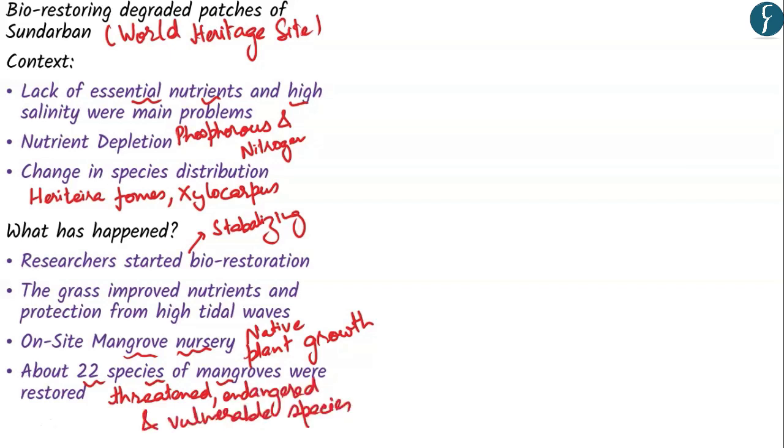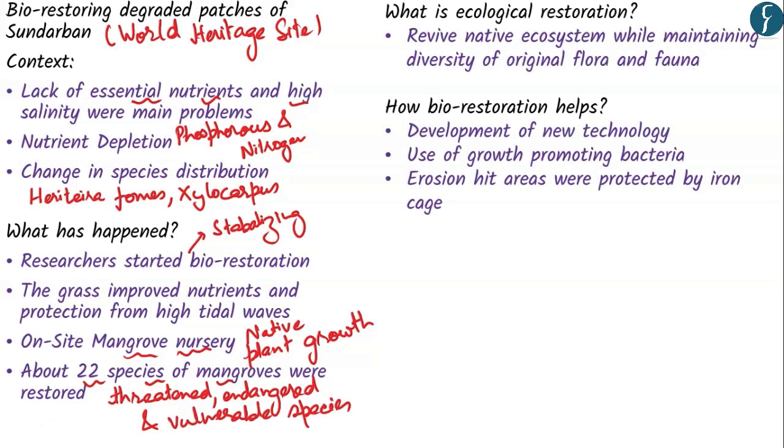Now we need to understand what ecological restoration is. Ecological restoration means reviving native ecosystems in degraded areas while maintaining the diversity of original flora and fauna through regeneration, but bringing down the regeneration period to 4 to 5 years only. Now, we also need to understand how biorestoration is helping to revive degraded mangroves in Sundarbans. A new technology developed by Indian scientists for ecological restoration is helping in the revival of mangroves which were degraded.